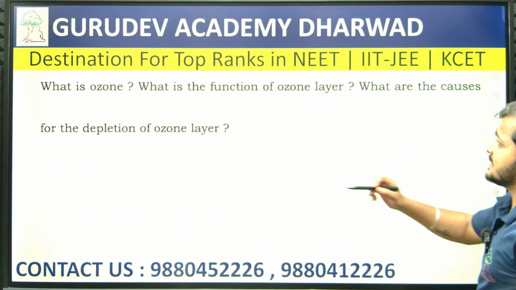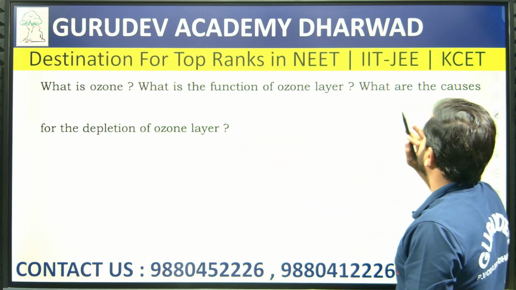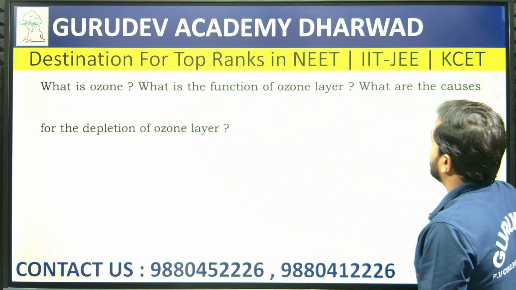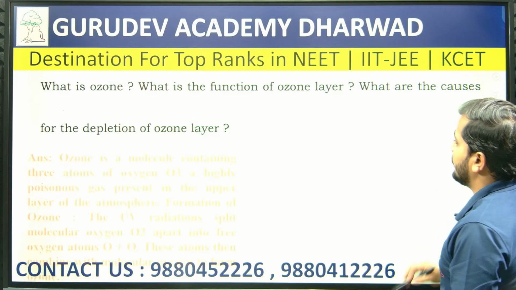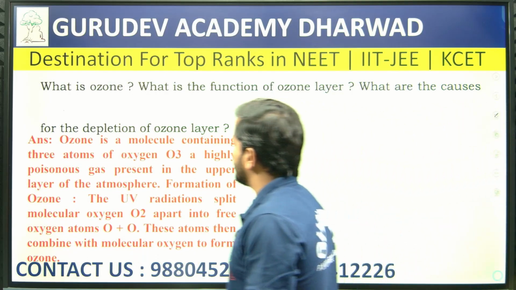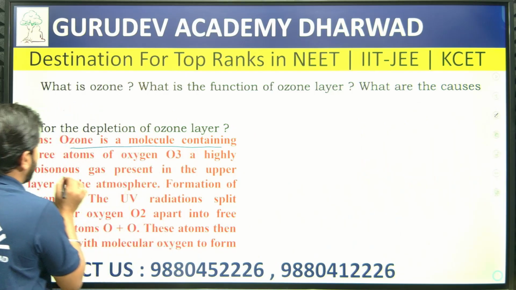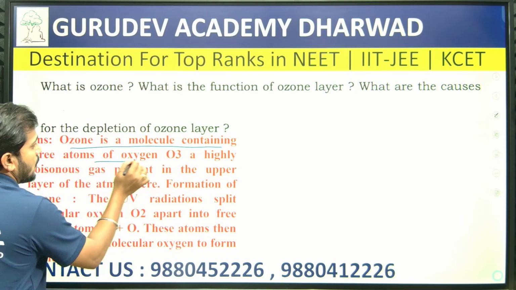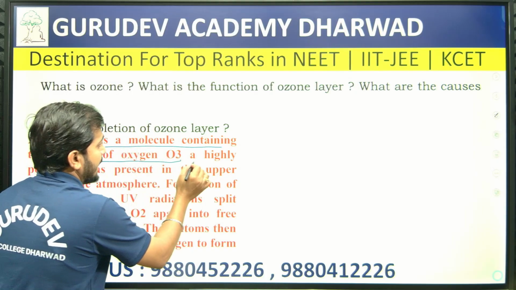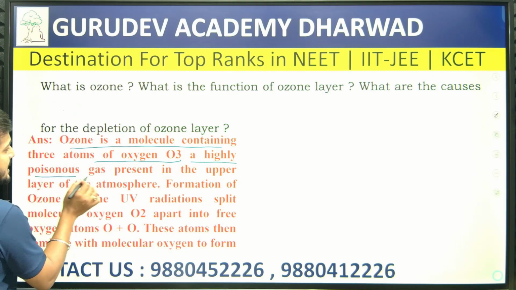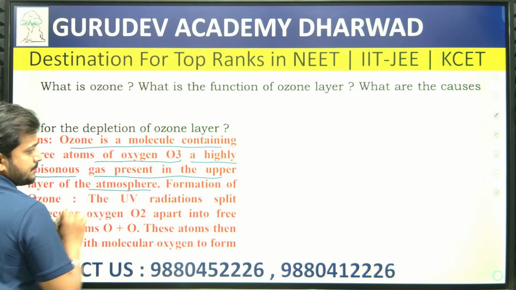Then what is ozone, what is the function of the ozone layer, and what are the causes of the depletion of the ozone layer? That is what we are going to find out the answer to. Ozone, what is it? Ozone is a molecule containing 3 atoms of oxygen, that is O3. It is a highly poisonous gas present in the upper layer of the atmosphere.